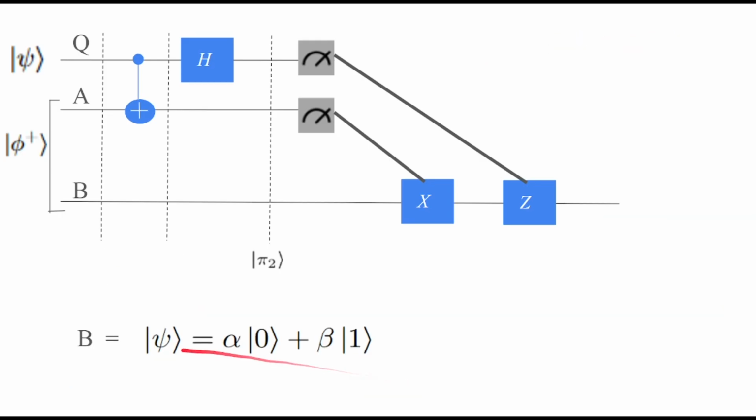And then we are left with qubit B being the original vector state that was Q, and is now alpha ket 0 plus beta ket 1, and that is the vector state of qubit B.